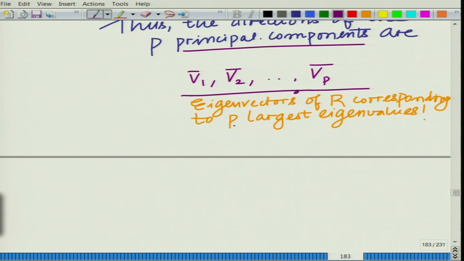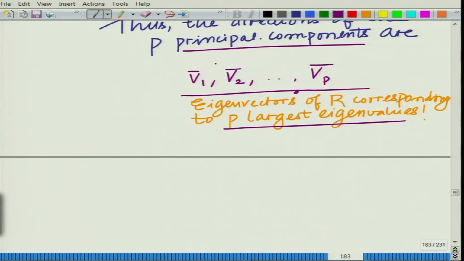That is, if you call them lambda 1, lambda 2, lambda p, the corresponding eigenvectors V1 bar, V2 bar, Vp bar are the directions of the principal components. And remember, the eigenvectors corresponding to distinct eigenvalues are orthogonal, right. So you can find these vectors such that these are orthogonal.